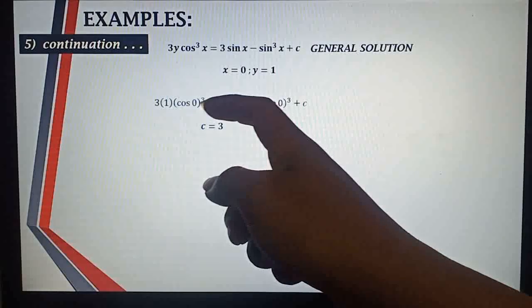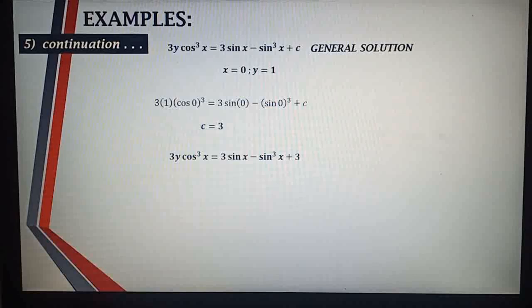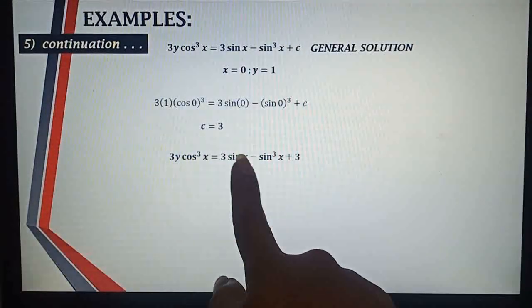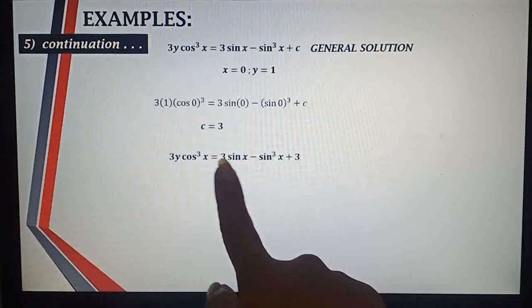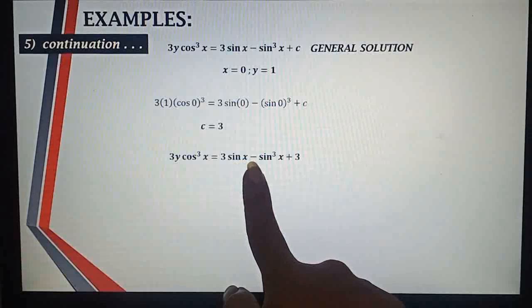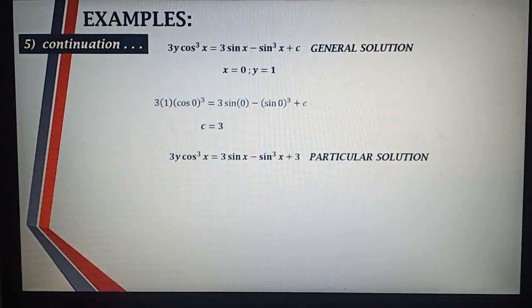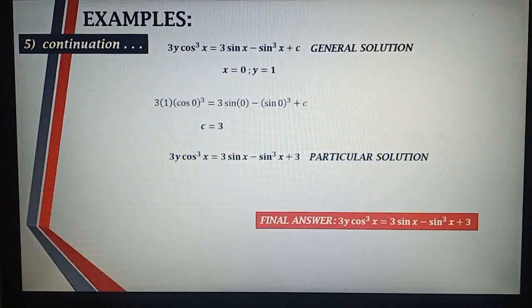Now, ngayon si c, gagamitin natin kay general solution. Tapos, substitute na natin ngayon si c. So, you will now have 3y cosine cube x equals 3 sine of x minus sine cube of x plus 3. Now, this is to be considered as your particular solution. Now, since this is your particular solution, it is your final answer as 3y cosine cube x equals 3 sine of x minus sine cube of x plus 3.